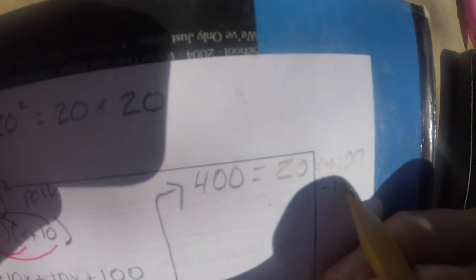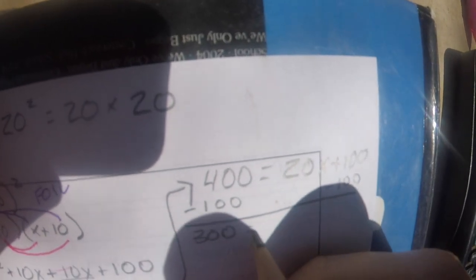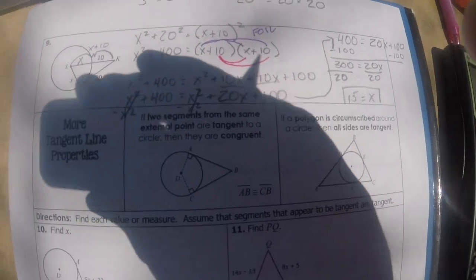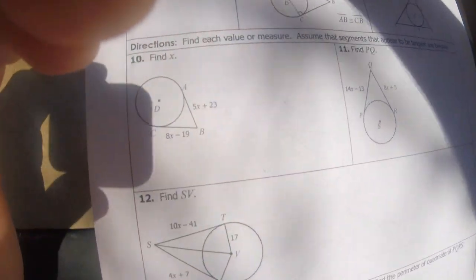400 equals 20x plus 100. And now this is just a 2-step equation. Minus 100 and you get 300 equals 20x. And when I divide out my 20, let's see, 20 goes into 100 5 times, so it goes into 300 15 times. So x equals 15. All right. Okay, just a few more and a couple of other things that we have to talk about. Tangent lines. Let me put my paperweight back down. Okay.